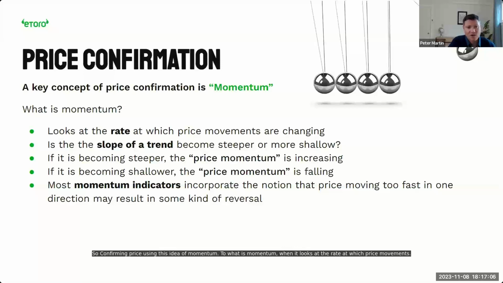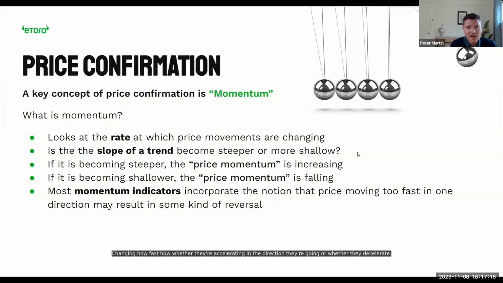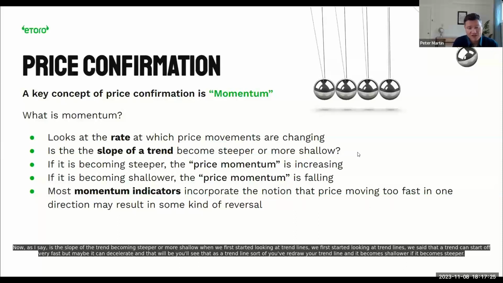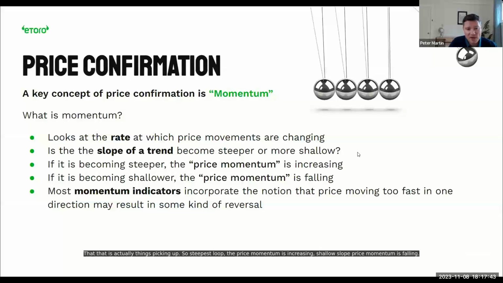So what is momentum? Well, it looks at the rate at which price movements are changing, how fast, or whether they're accelerating in the direction they're going or decelerating. Is the slope of the trend becoming steeper or more shallow? When we first started looking at trend lines, we said that a trend can start off very fast, but maybe it can decelerate, and you'll see that as you redraw your trend line and it becomes shallower. If it becomes steeper, then that is things picking up momentum. So with a steeper slope, price momentum is increasing; with a shallower slope, price momentum is falling.